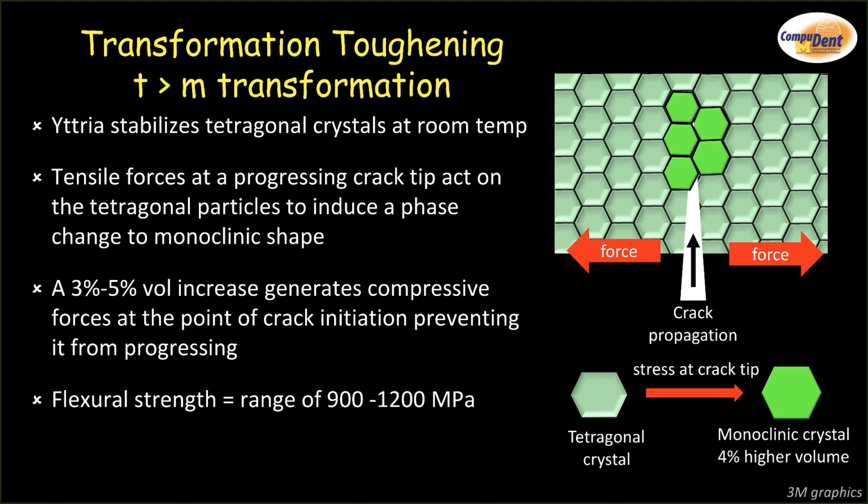Now, so what? Well, the so what is the monoclinic particle is 4% bigger in volume, and that puts a compressive load on that crack, preventing it from propagating. And that's where zirconia gets its strength, this transformation toughening. So to get the highest strength out of zirconia, you want all tetragonal crystals. The problem is tetragonal is not the best looking crystal. Okay, and that's where some of the early zirconias got that really opaque white look to them, very bright. It's because it didn't have any real translucency.